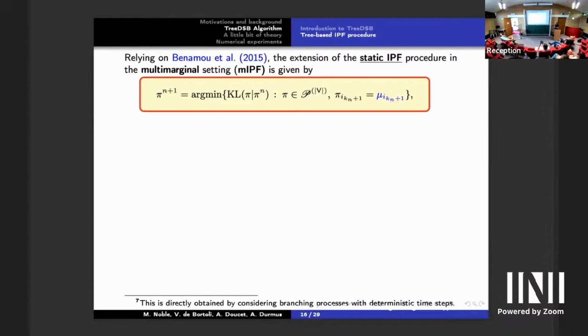Again, why do you have to constrain multiple times, doing multiple cycles? Yeah, it's an iterative algorithm.